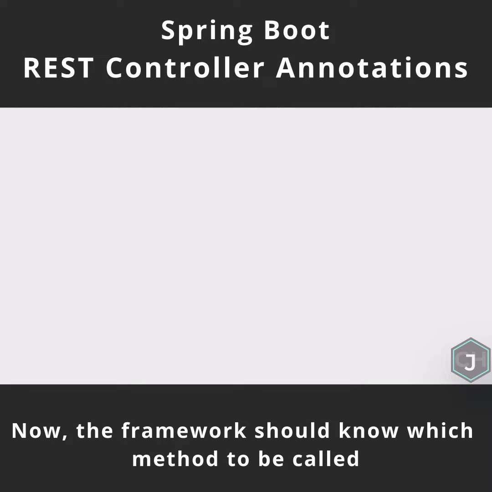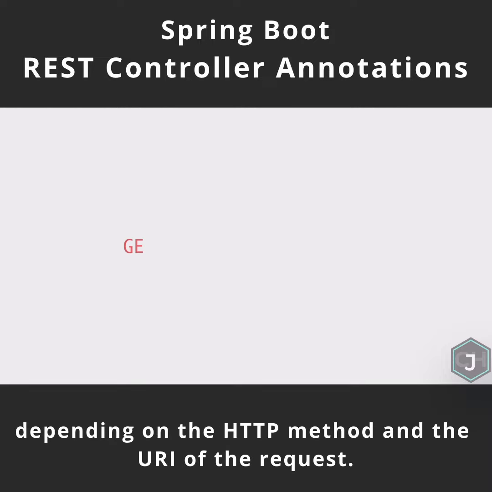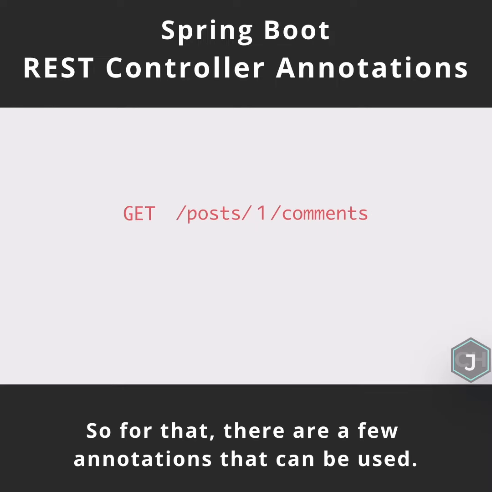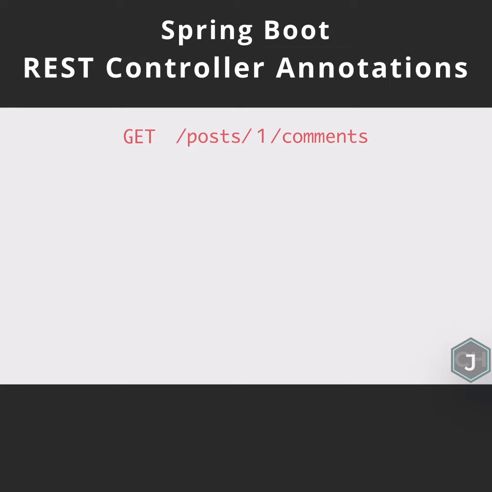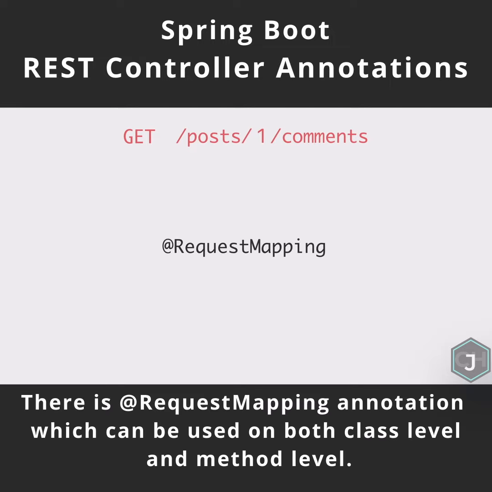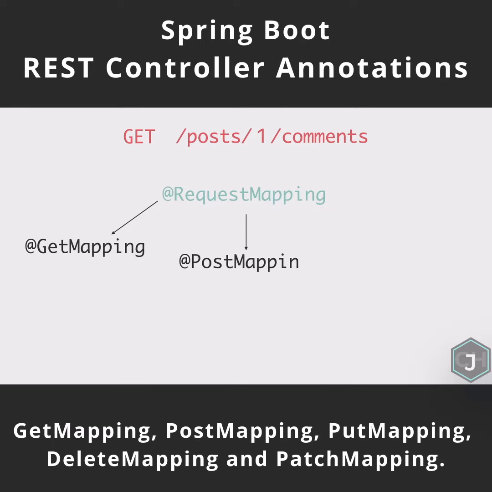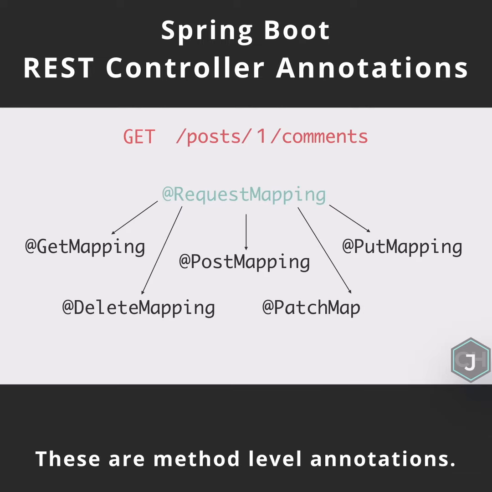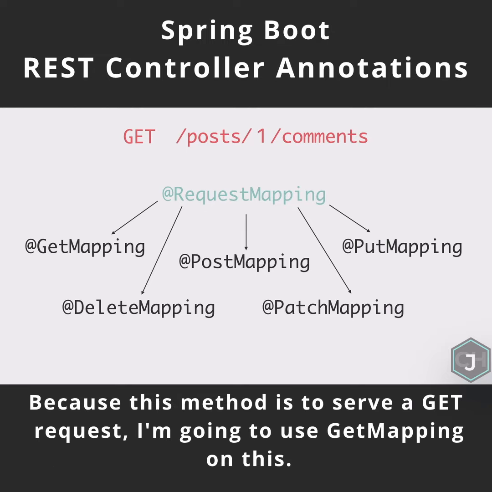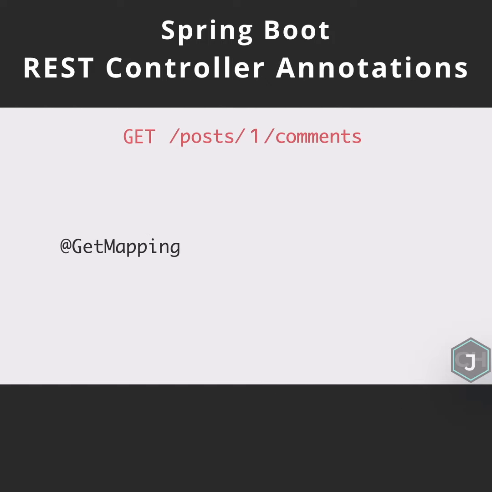Now, the framework should know which method to be called depending on the HTTP method and the URI of the request. So for that, there are a few annotations that can be used. There is the @RequestMapping annotation, which can be used on both class level and method level. Then there are the HTTP method specific variants: @GetMapping, @PostMapping, @PutMapping, @DeleteMapping, and @PatchMapping. These are method level annotations. Because this method is to serve a GET request, I'm going to use @GetMapping on this.